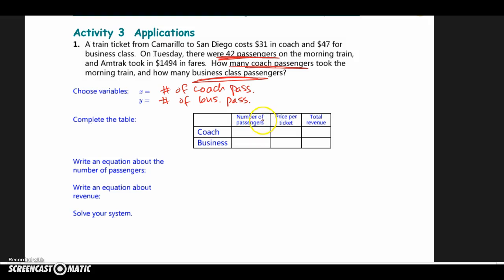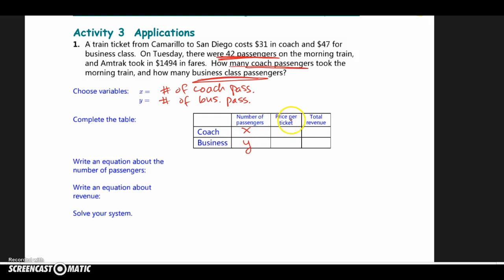It says the number of passengers for coach. Well, I didn't know that. I'm supposed to find that, but we did call it X, so I'm going to put an X there. Then it says the number of passengers for the business class. Again, I don't know that. I'm supposed to find that, but we do know that we called it Y. So I'm going to fill a Y there.